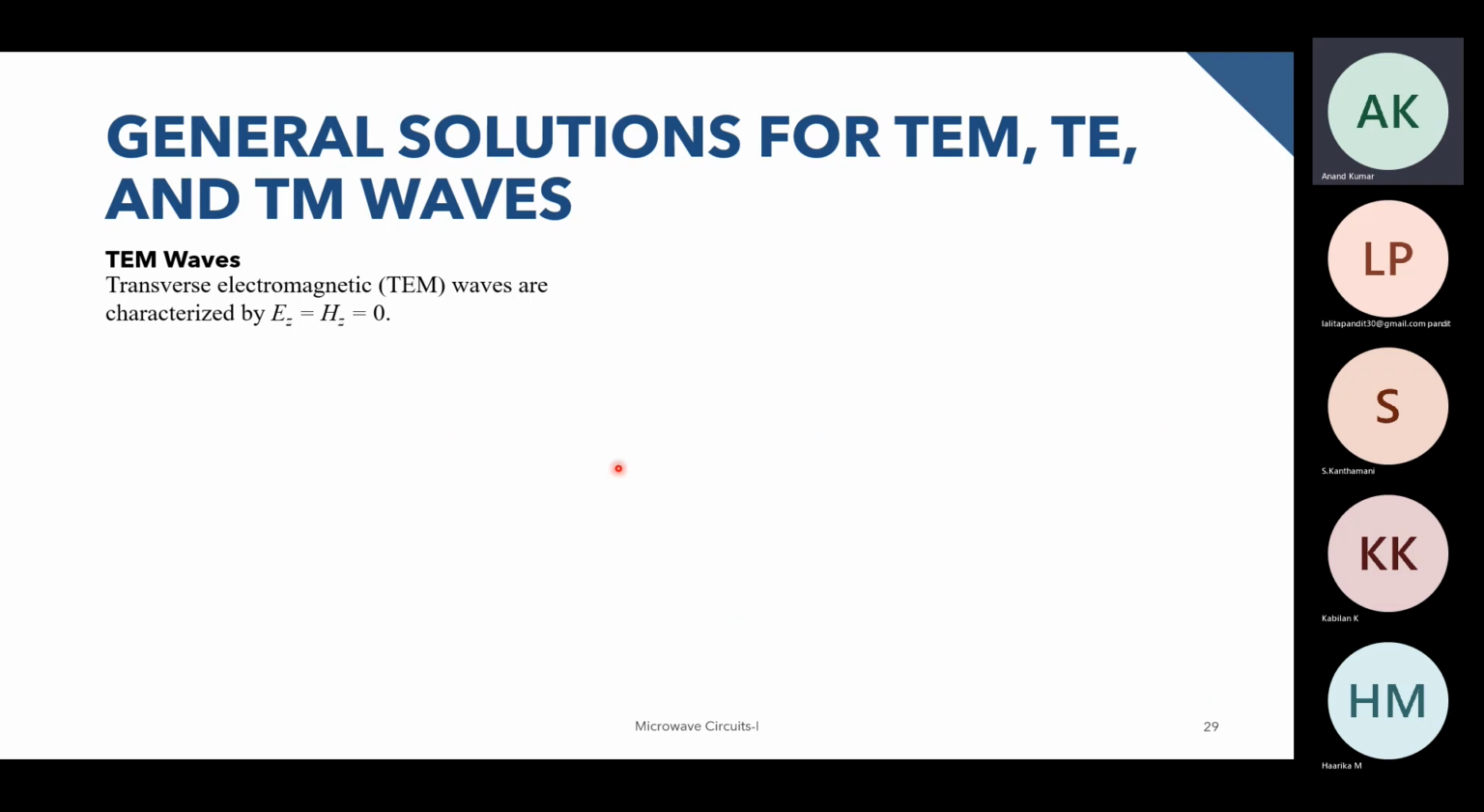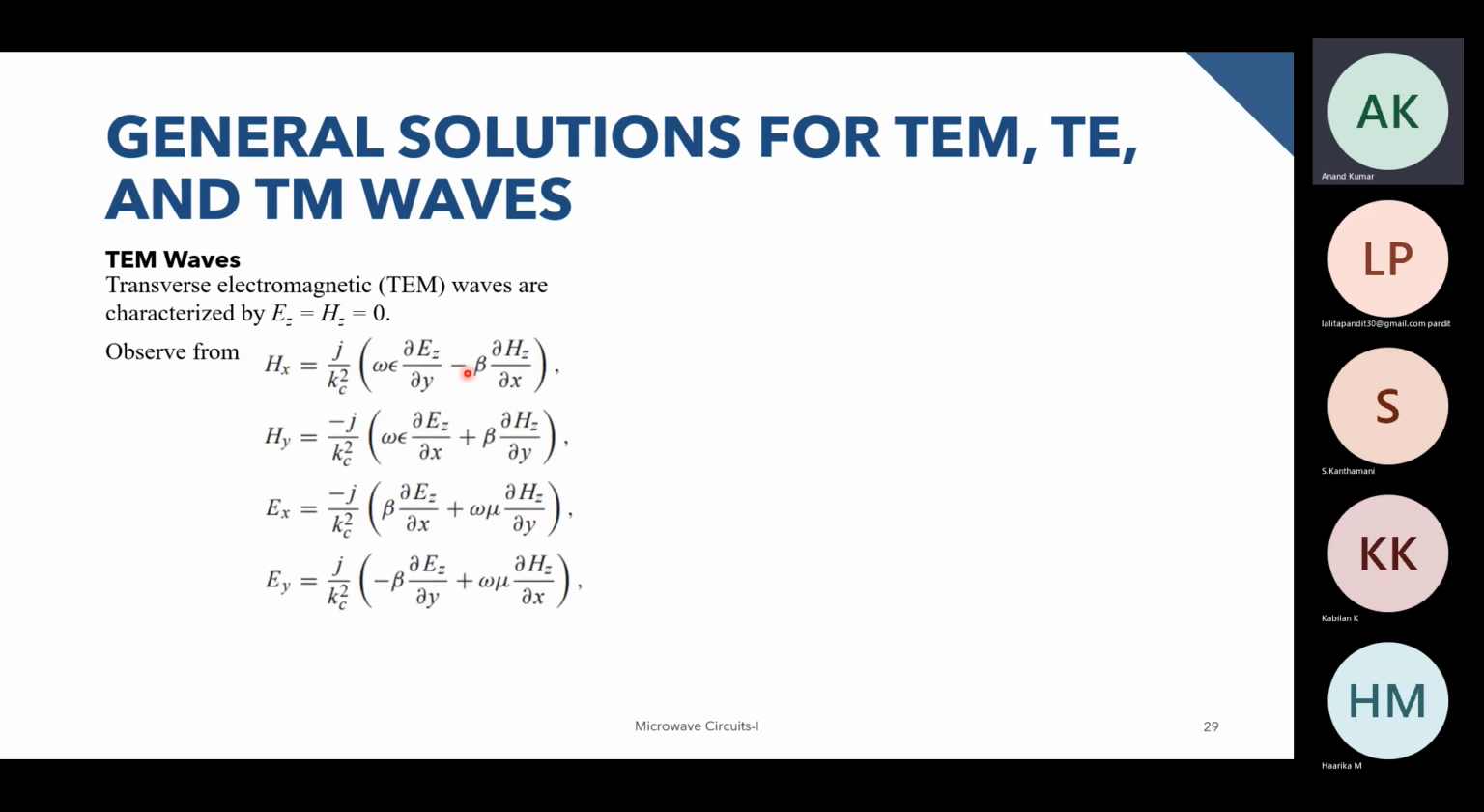Now, for the TEM waves, as we saw in the previous slide, if the wave is propagating in the z direction, Ez and Hz will be zero. If you look at this particular set of equations, and substitute the value of Ez and Hz equal to zero, all these terms come out to be zero.